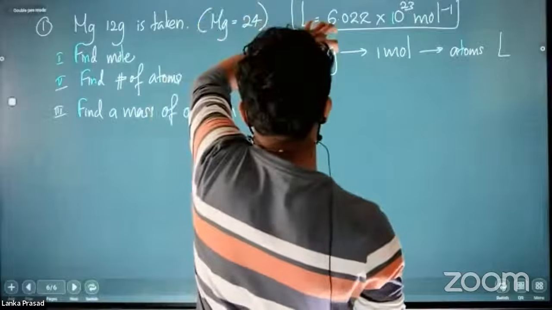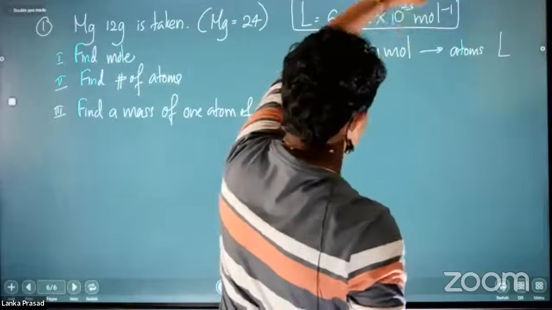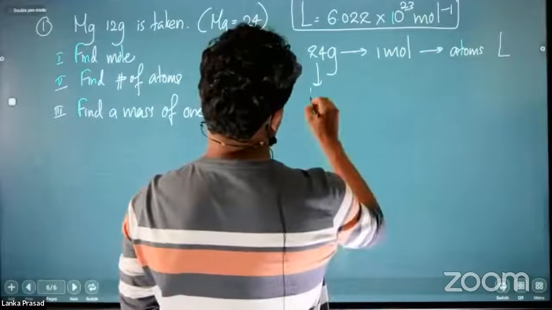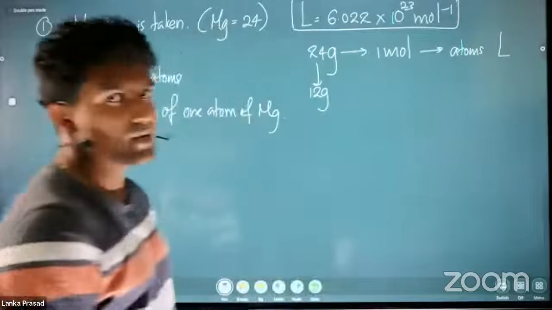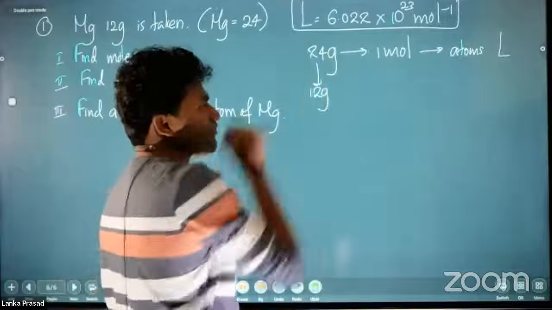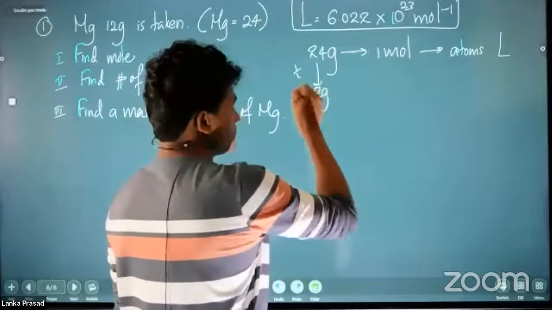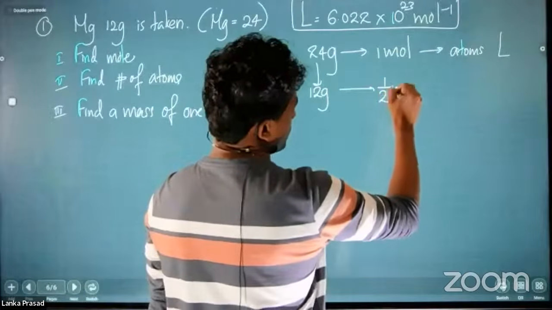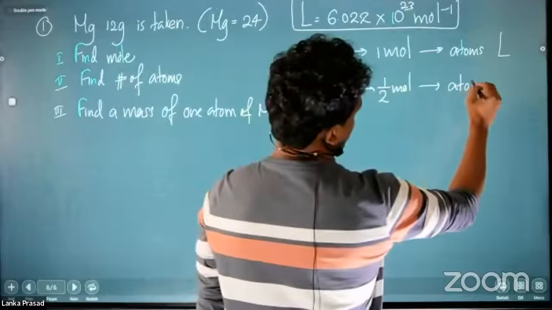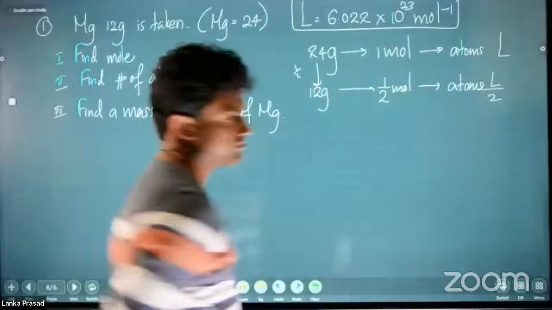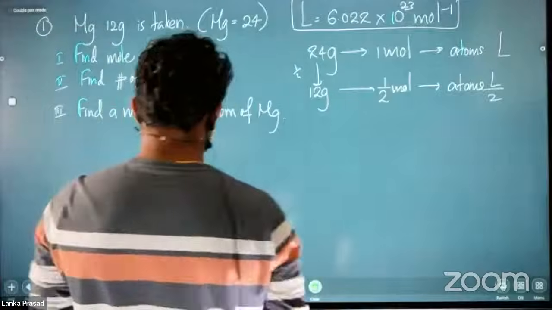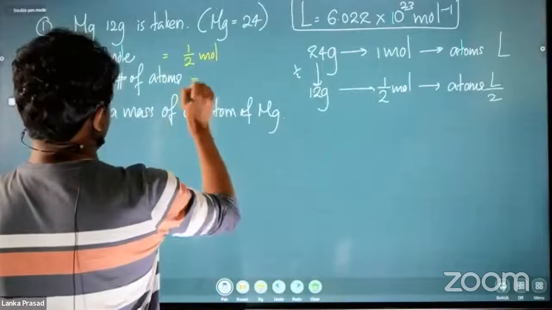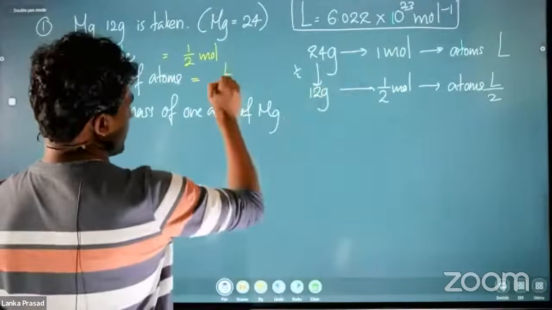When you take 24 gram, that one contains 1 mole, and 1 mole contains L atoms. Now they have taken out how many grams? 12 grams, which is half of 24. Half of that means also half of the moles. How many atoms? Atoms also L divided by 2. Got it? Easy, right? So how many moles, sir? Half mole. How many atoms? L divided by 2.